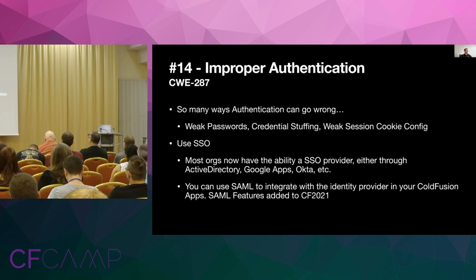Improper authentication. Some ways authentication can go wrong are allowing weak passwords and being vulnerable to credential stuffing attacks. This is where attackers might have a list of valid emails and passwords, and they're just going to try millions of them on your server.